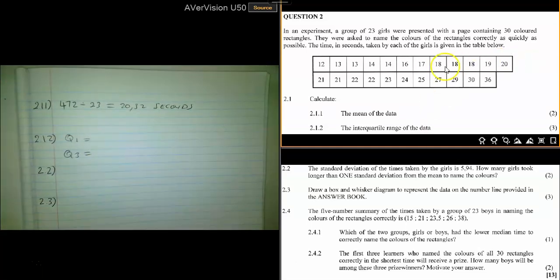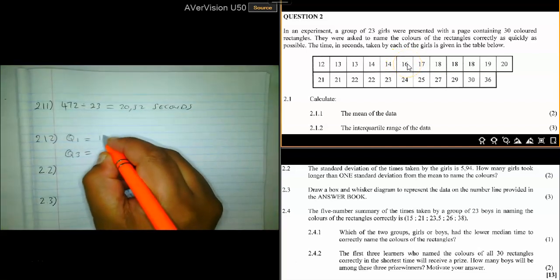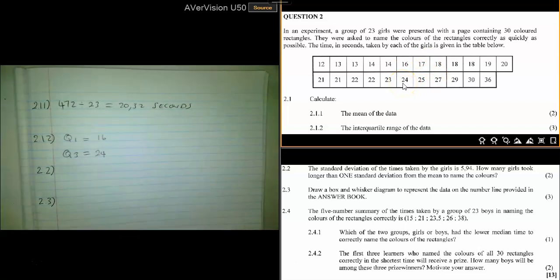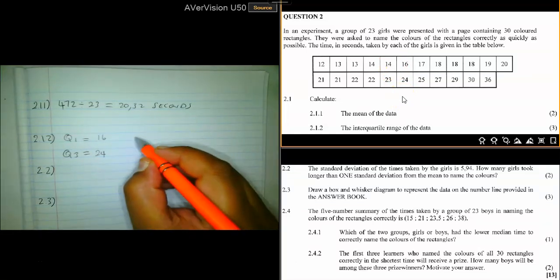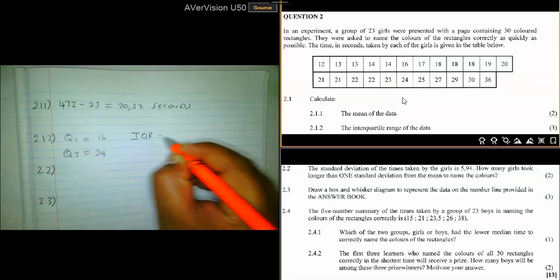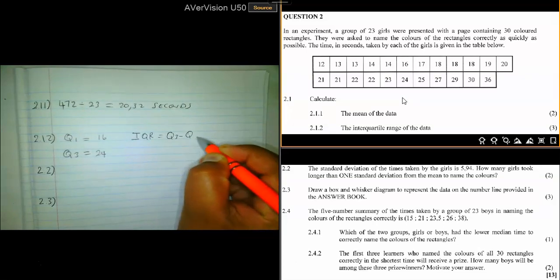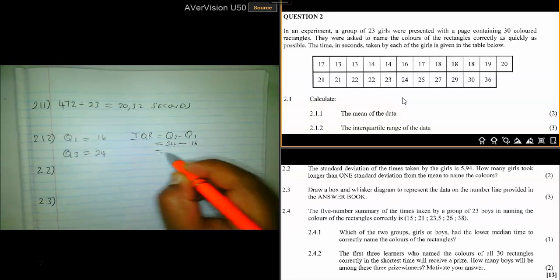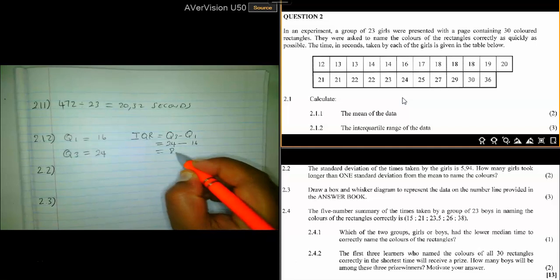If you arrange your set of data, you'll notice that with 23 values, your lower quartile will be 16, and your upper quartile will be 24. For time's sake, I'm not going to write out all the data and show you where it is. You just need to find your lower quartile and your upper quartile. Now that we have our quartiles, we can determine the interquartile range, which is Q3 minus Q1. Q3 is 24 and Q1 is 16. Therefore, the interquartile range will be 8.